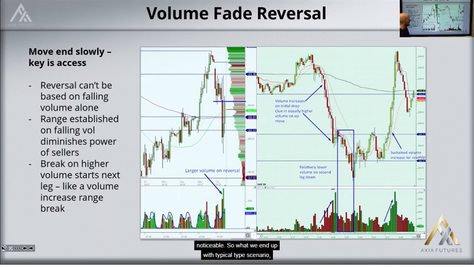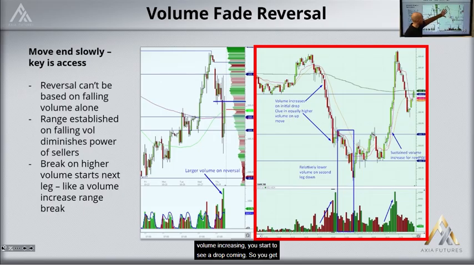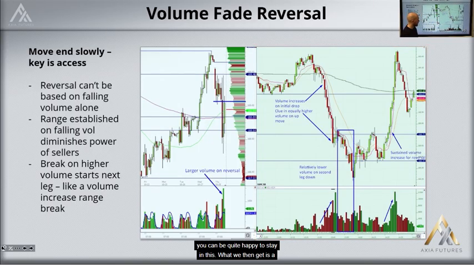So what we end up with, a typical scenario: volume increasing, you start to see a drop coming. So you get this drive down. This is an example using the Bund, just so you all know what market we are looking at. So you see an example in the Bund, the market starts to fall down, volume starts to increase. Brilliant, just what you want to see. So you can be quite happy to stay in this. What we then get is a spike in volume to the upside.